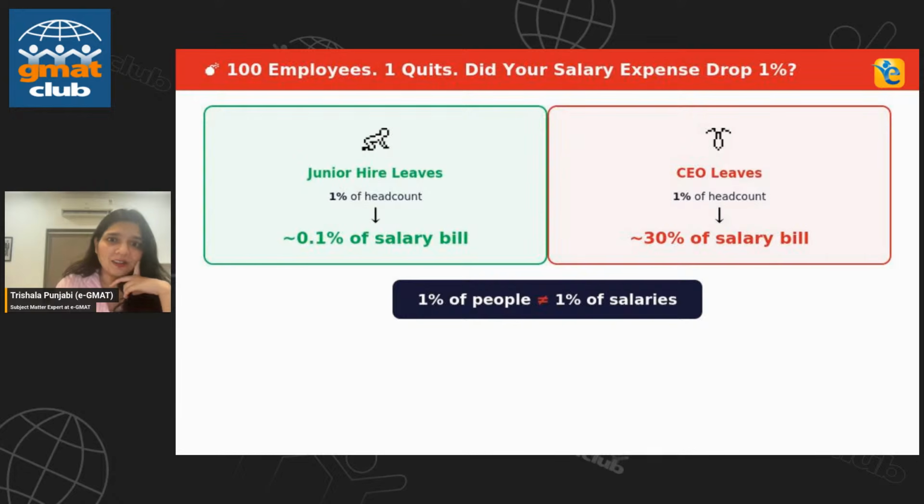But let us say the CEO left. That's also just one employee, but that CEO was paid like, let's say, 20, 30 crores. That would be like 30% of the salary bill. So 1% of people does not equal 1% of salaries. And this percentage trap is one of the most common traps on the GMAT. When the GMAT is talking about percentages in any context, make sure what the numerator is and what the denominator is, because 1% of people is not 1% of salaries.